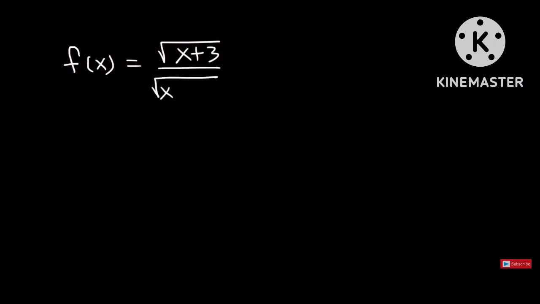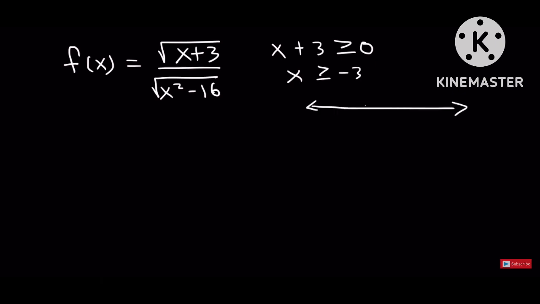Now, what would you do if you have a fraction that contains a square root in the numerator and also in the denominator? Try this. So let's focus on the numerator. We know that x plus 3 is equal to or greater than 0, which means x is greater than or equal to -3. So if we plot that on our number line, this is what we're going to have. So it's from -3 to infinity.